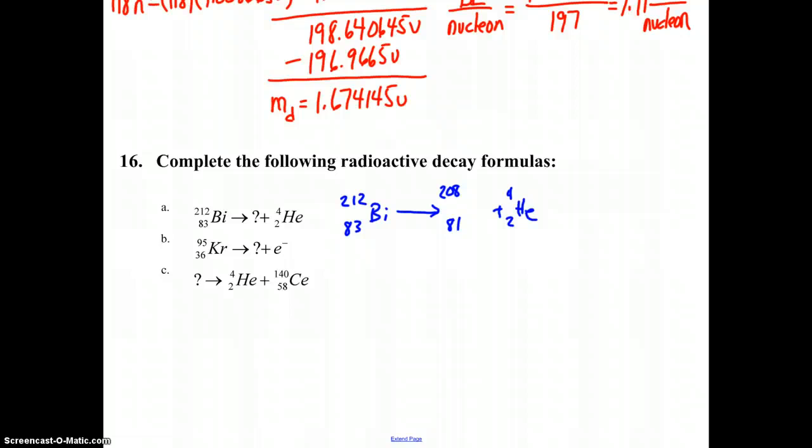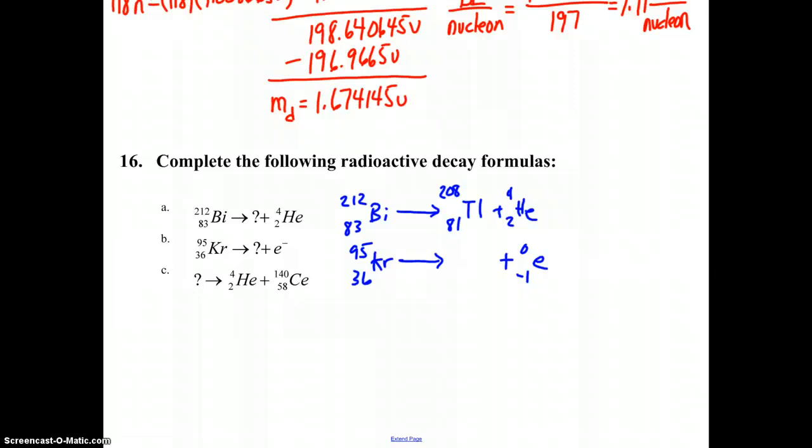We go to a periodic table or some other chart. There's one above here. You go to the slide back in the video a little bit, and we look up what has the atomic number of 81, and that is Tl, which is thallium. Okay? All right, so there's A. B, we have krypton-95, which naturally decays into some element plus the beta particle. And the beta particle is a high-speed electron, mass number 0, atomic number -1.